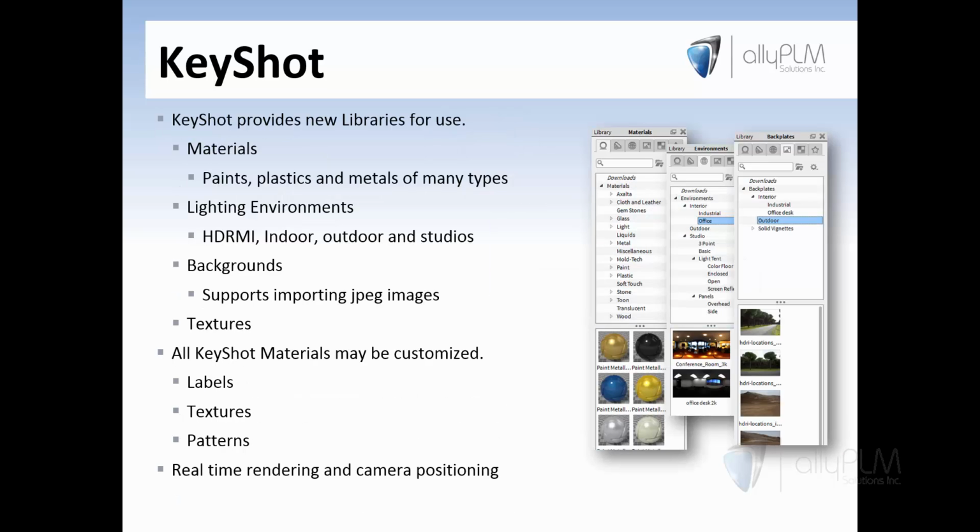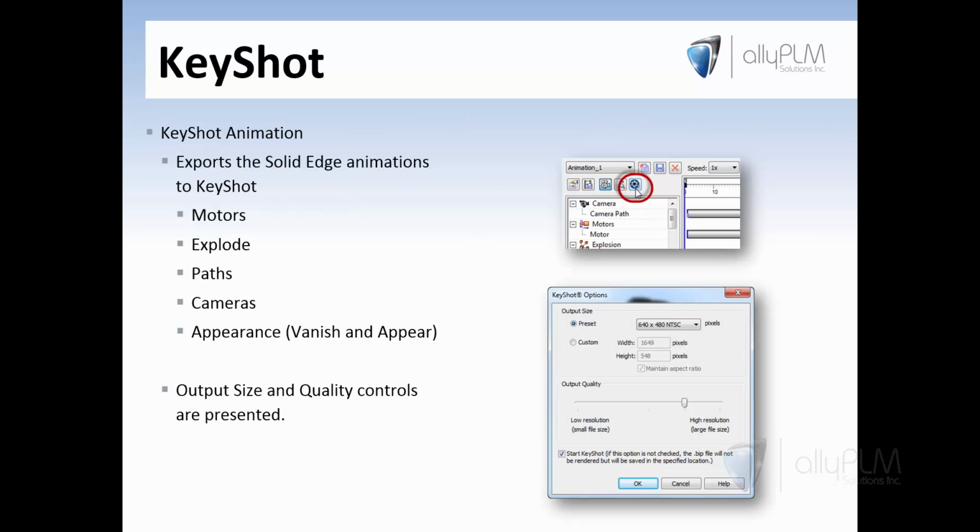KeyShot also provides new libraries for our use. Our materials, there's things such as paints, plastics, and metals. Lighting environments, we've got indoor, outdoor, studios, backgrounds. There are a couple default, but we can import JPEG images if we want and use as the background. We can use textures. All these materials may be customized. You can add labels, textures, or patterns to any of the materials. And we also have, as we stated before, the real-time rendering and then camera positioning.